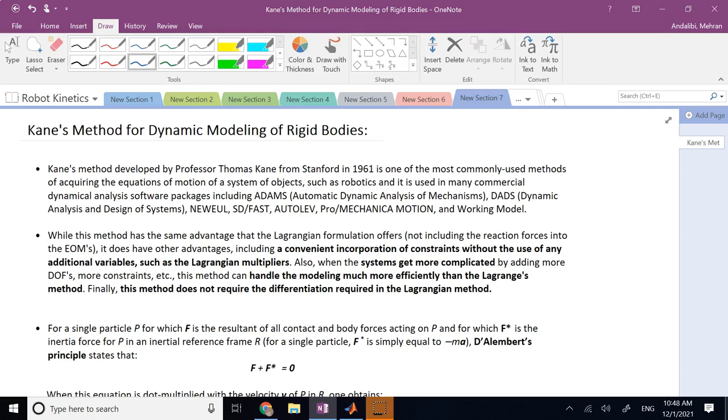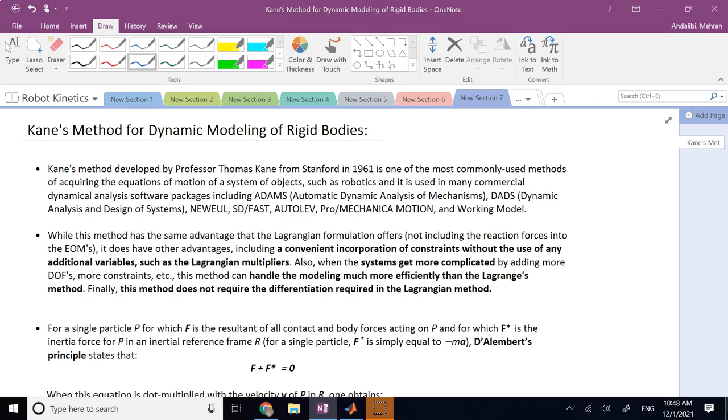The Newton method has the advantage of actually calculating those forces. Sometimes we really need to calculate those reaction forces. That's where the Newton method can be advantageous. And the Newton method works with vectors. So in general, working with vectors is a little bit more time consuming than with energy, that is a scalar.